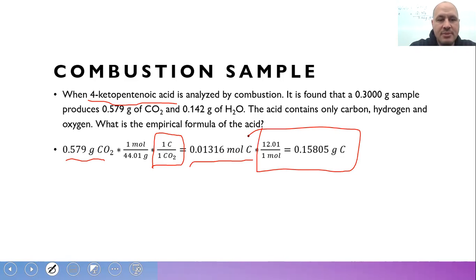So I took my grams of carbon dioxide, found my moles of carbon dioxide, converted that to moles of carbon. I'm going to record this, 0.01316, store that, and grams of carbon because I'm going to need that.